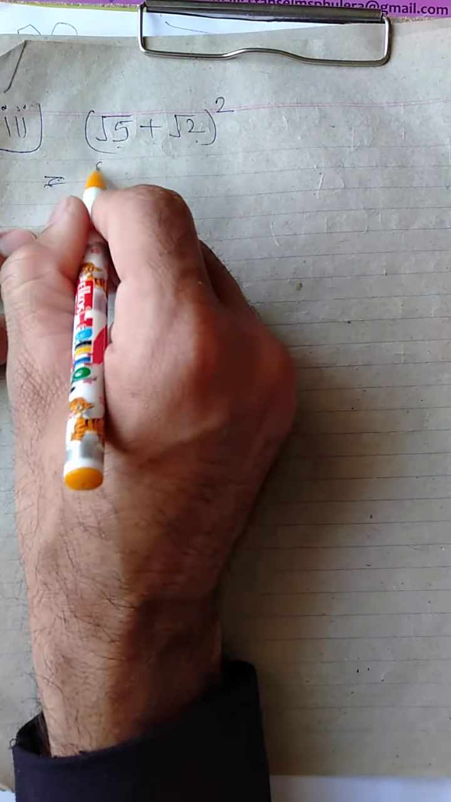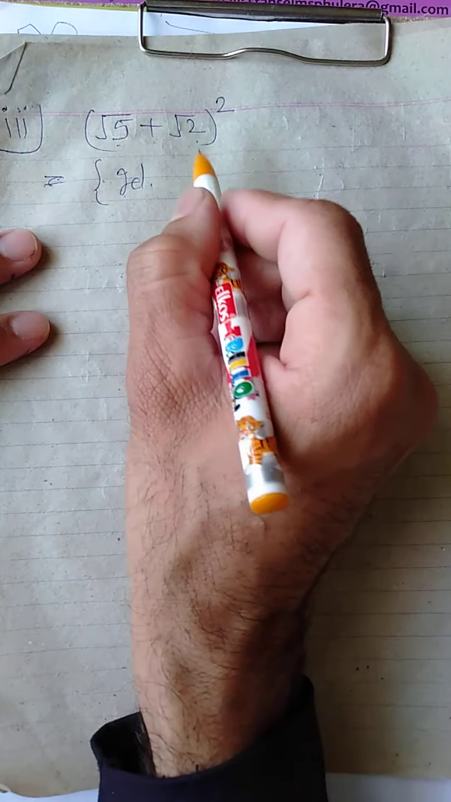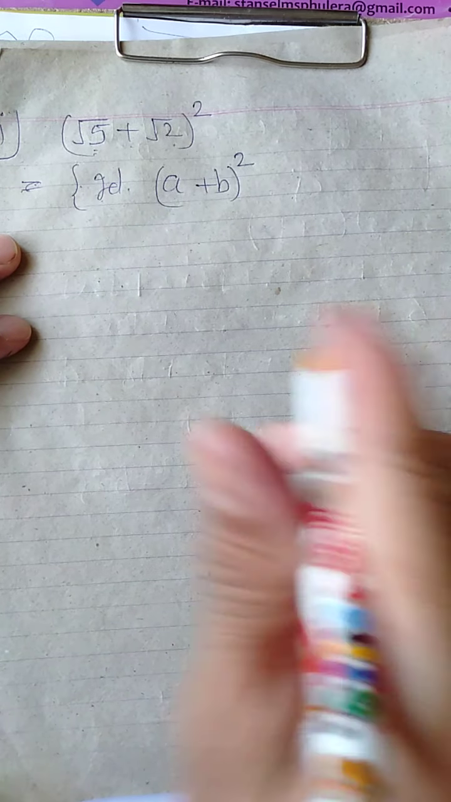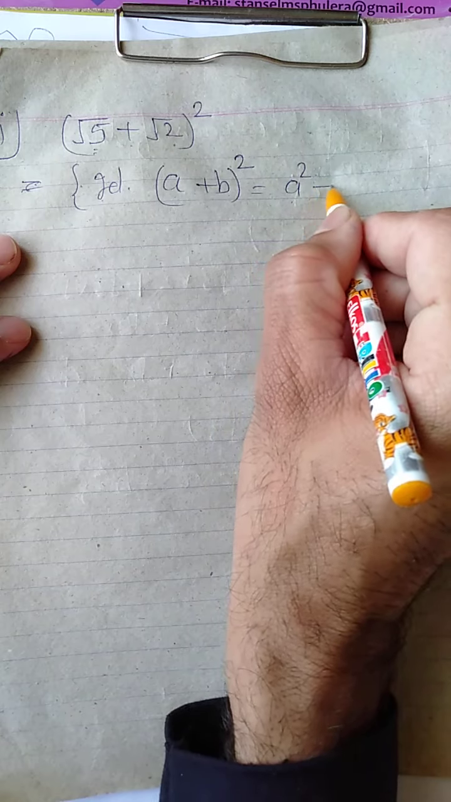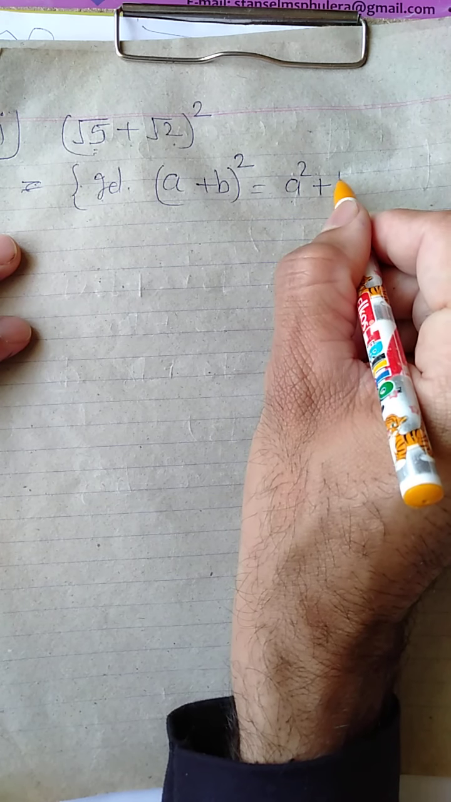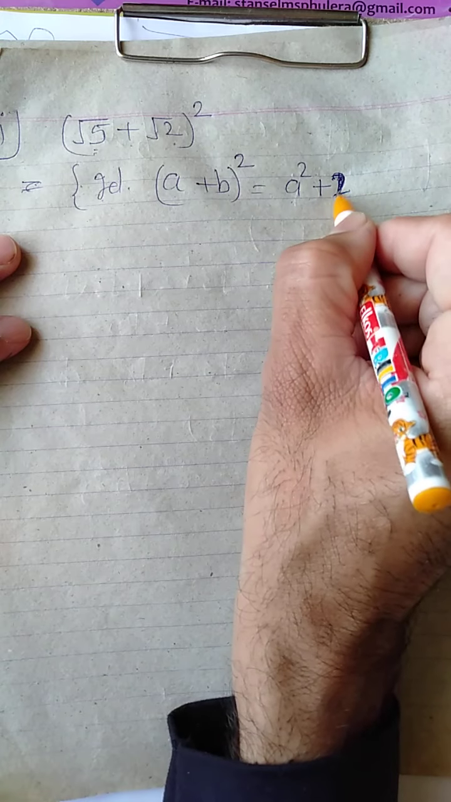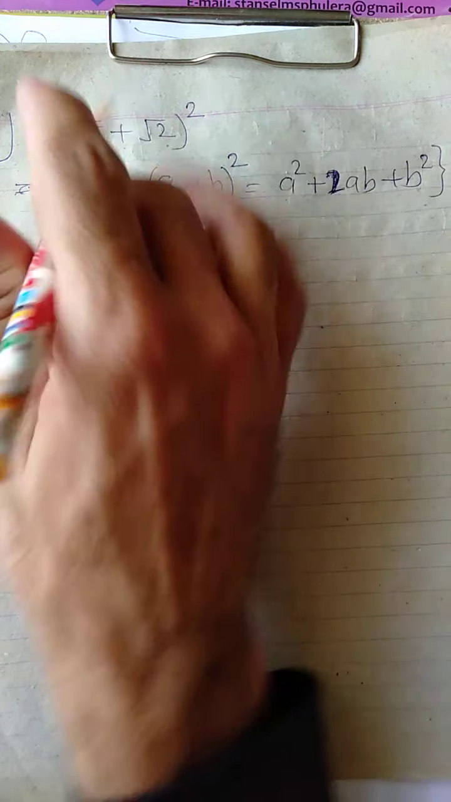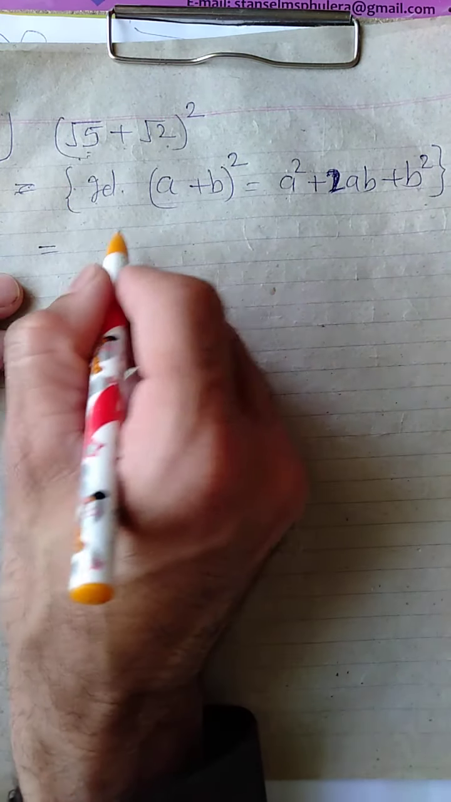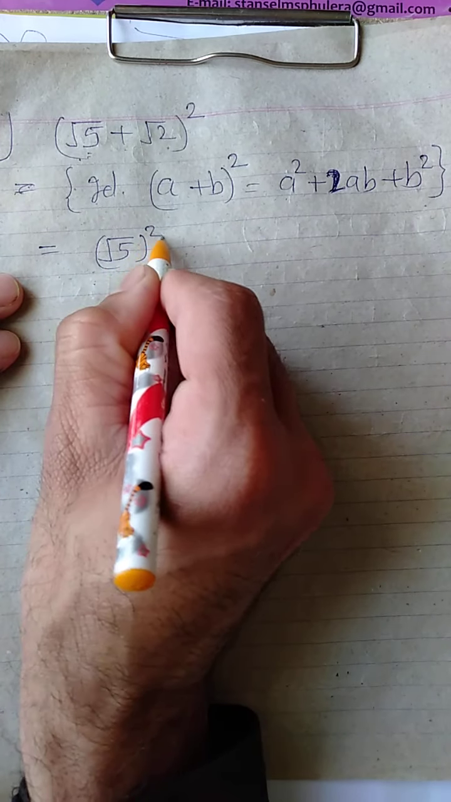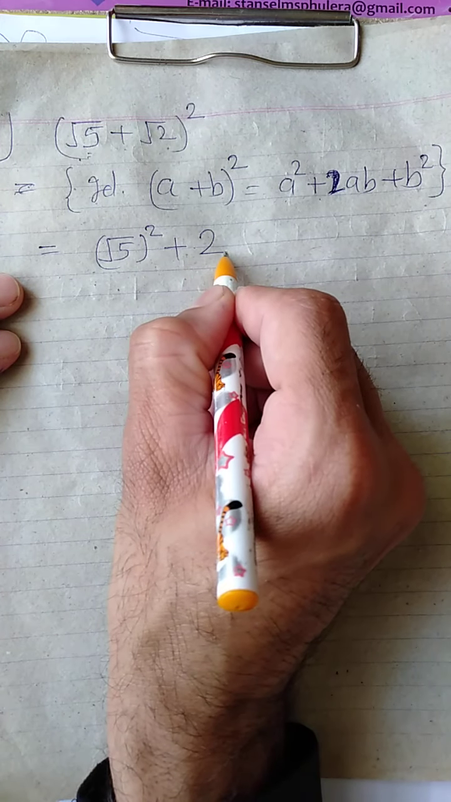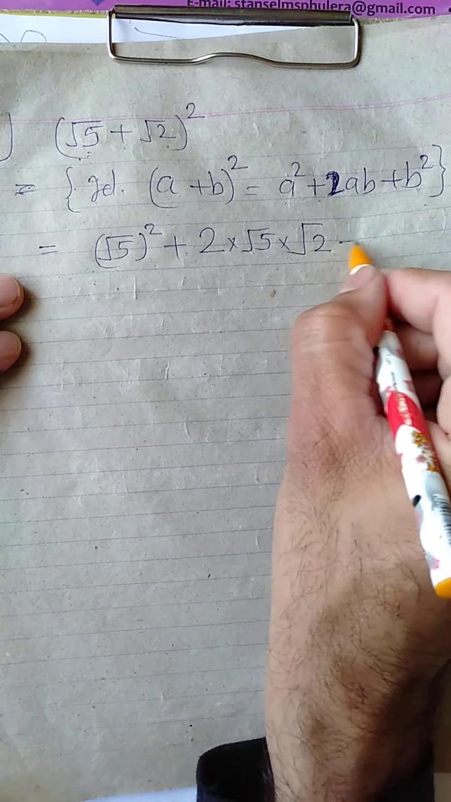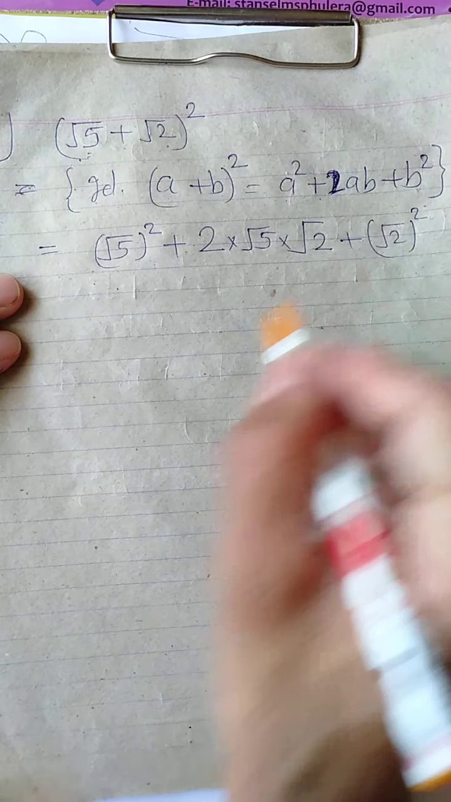As we know, we have an identity. What is that identity? A plus b whole square is equal to a square plus 2ab plus b square. So this identity we can use here. This will be equal to root 5 square plus 2ab, where this is a and this is b, plus b square, root 2 whole square.